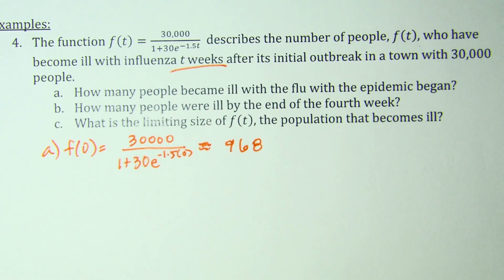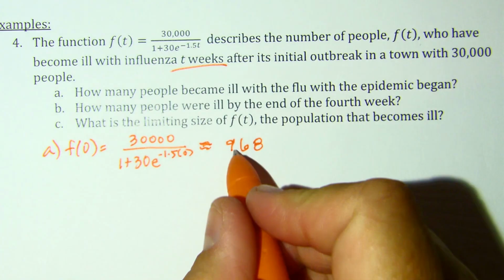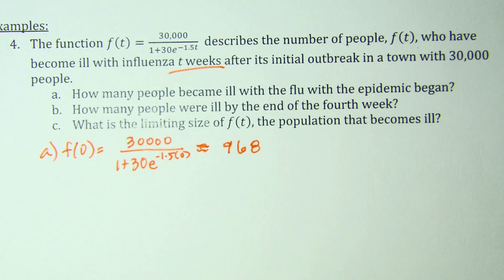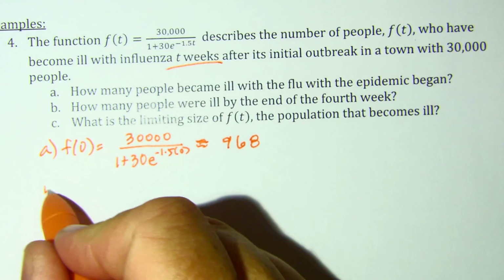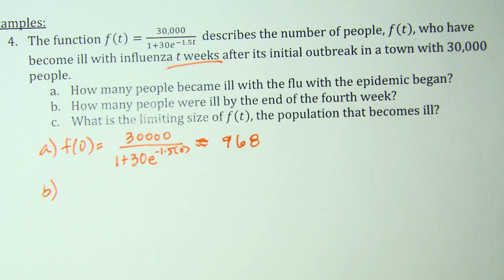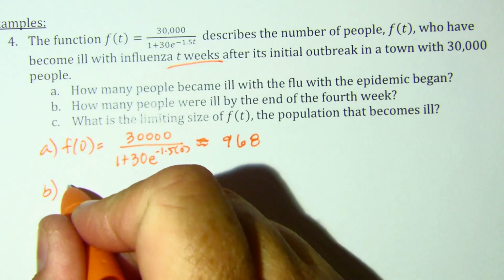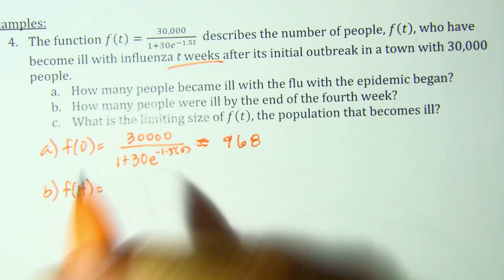So at week 0, meaning no time had passed at all, when the epidemic starts, 968 people are sick with the flu. Part B, how many people were ill by the end of the 4th week? So finding f of 4.